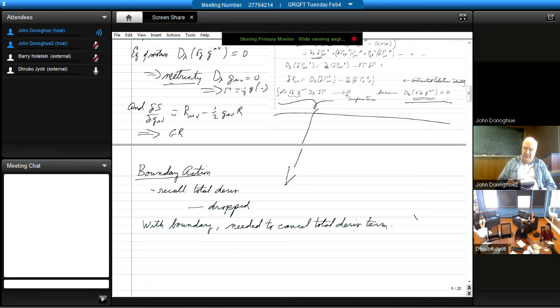Okay, so it goes by the name of York, who was the guy who did it, and sometimes Gibbons and Hawking, who, which I just learned in looking it up on Wikipedia, did it about 5 years later. But they, of course, still get their name on it.